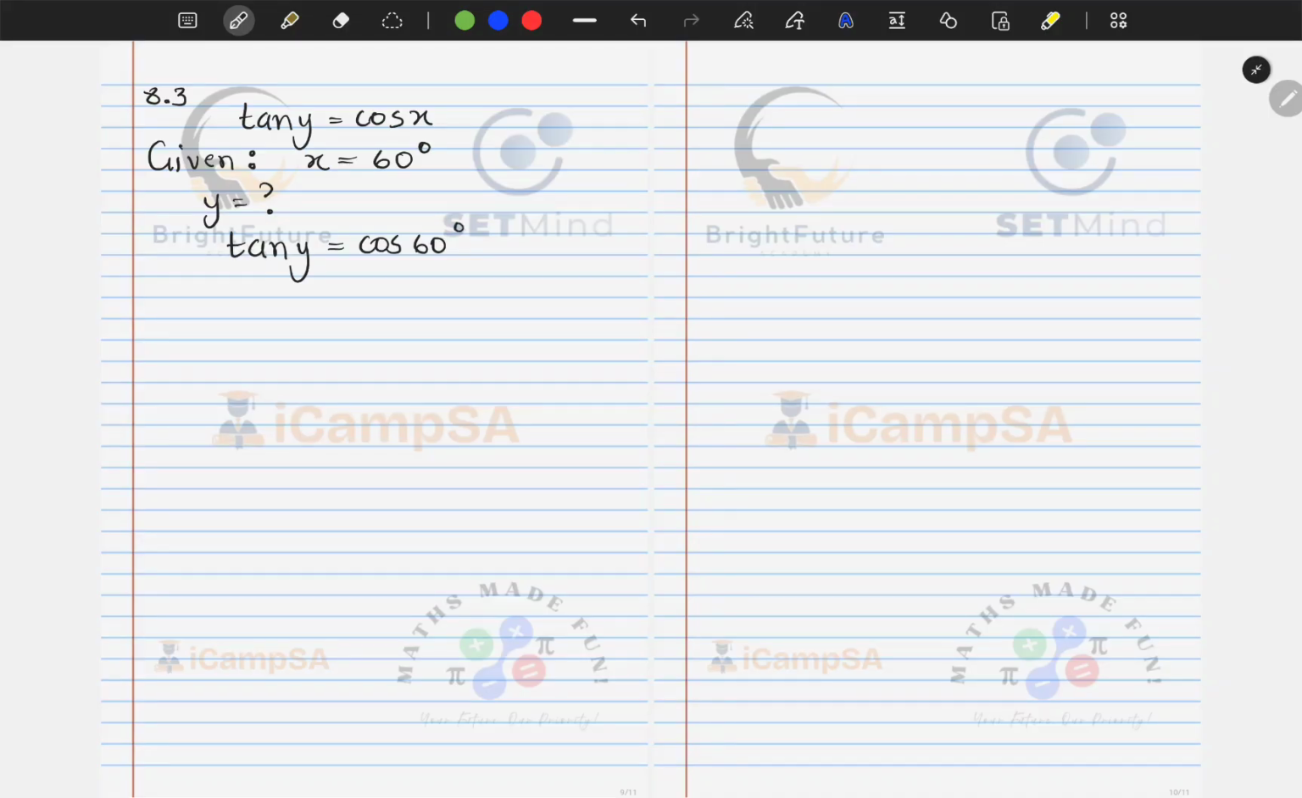If you punch it on your calculator, you will see that cos of 60 degrees is 1 over 2, so tan of y equals 1 over 2. Then you can go to your calculator and use shift tan of 1 over 2, and you will find a y value of 26.57 degrees. Okay, and this is what your teacher would be expecting as the final answer.